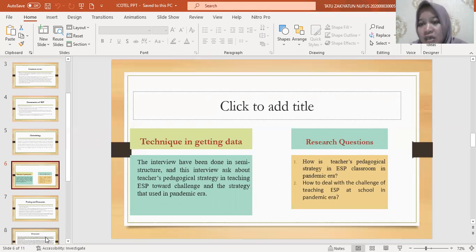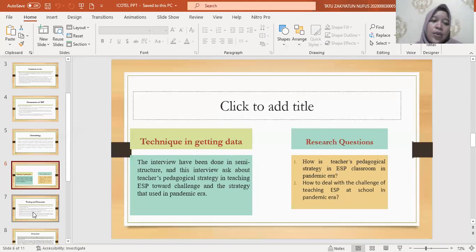What are the research questions? To get the data, it's based on the research questions. The first one is, how is the teachers' pedagogical strategy in the ESP classroom in the pandemic era? And the second one is, how to deal with the challenges of teaching ESP at school in the pandemic era?